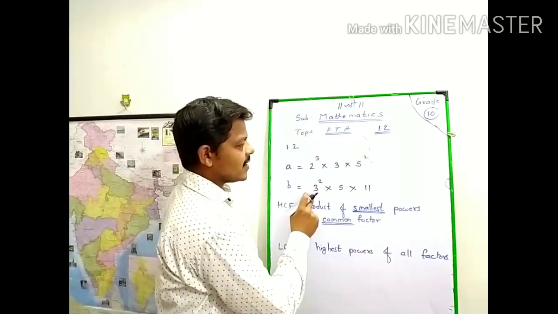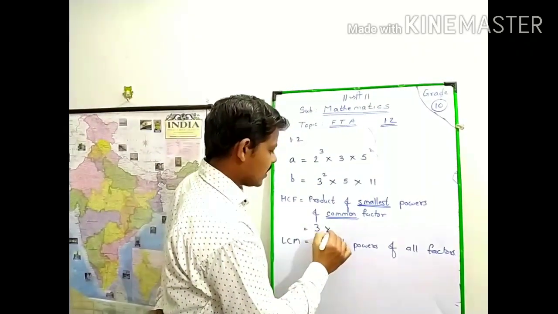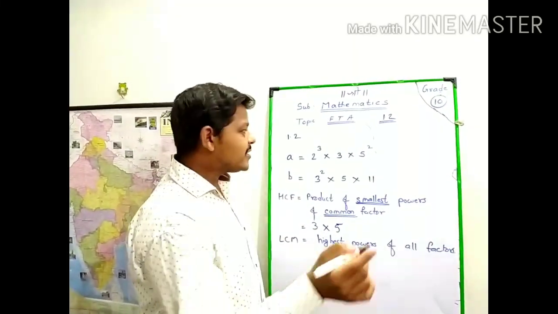3 is here, 3 is here. 5 is here, 5 is here. So first I'll take the common factors, 3 into 5. Correct? And now we'll check the lower power.